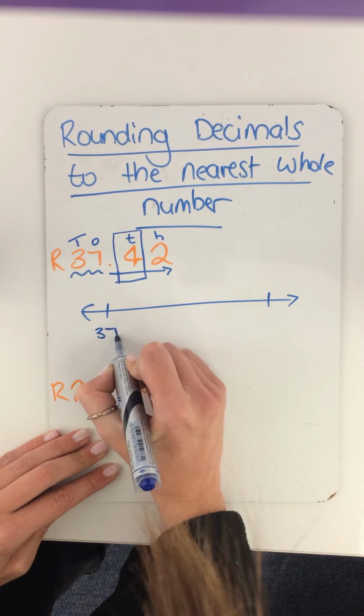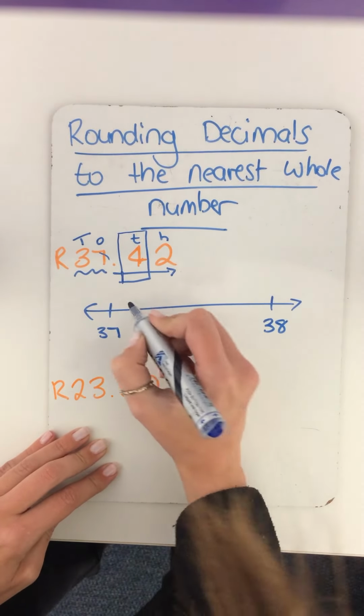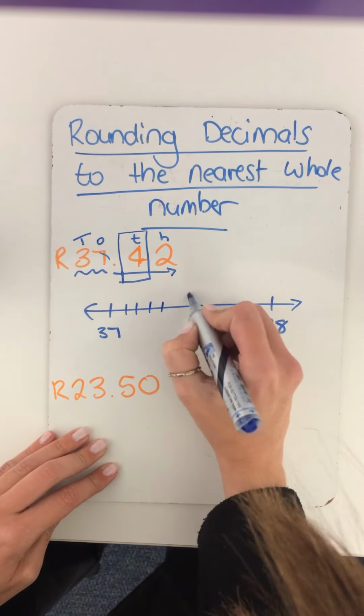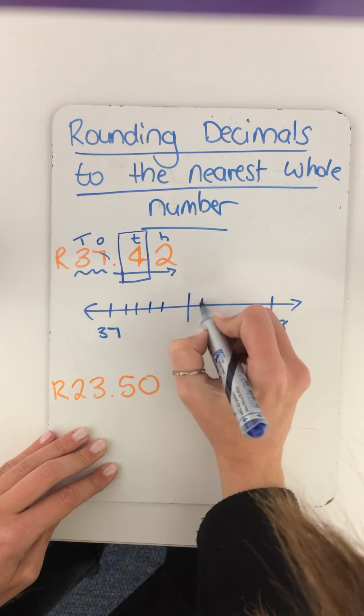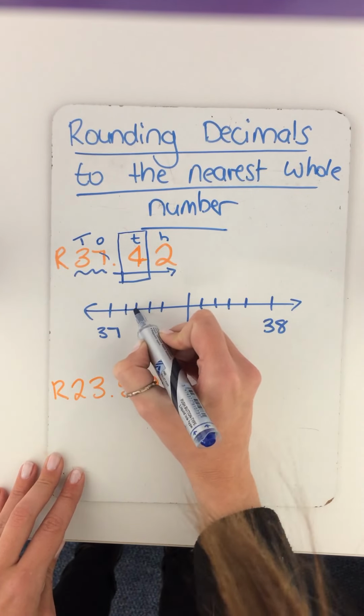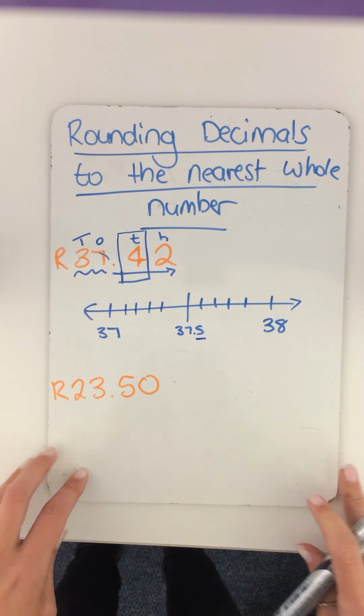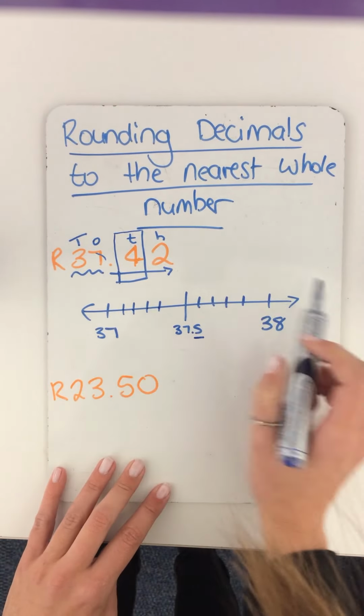Here I have 37 because that's my whole number, and then on this side the next whole number would be 38, and I have 10 lines in between. Right, so the first line would be 37.1, 37.2, 37.3, 37.4, 37.5 is in the middle, 37.6, 37.7, and so on, because we're looking at the number in the tenths place. That's why I'm only putting up to the tenths on my number line. Right, so I have 37, I have 38.